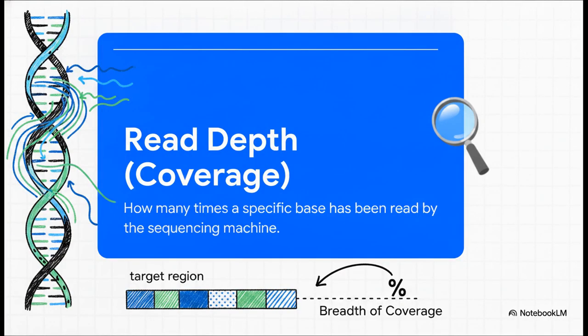But how do we know we've aligned enough data to actually be confident in our results? Well, this introduces a critical concept: coverage, or depth. This simply means how many times a specific position in the DNA has been read by the sequencer. We also look at the breadth of coverage, which tells us exactly what percentage of our target region was successfully mapped. Like, did we actually cover 99.5% of the gene we're investigating?